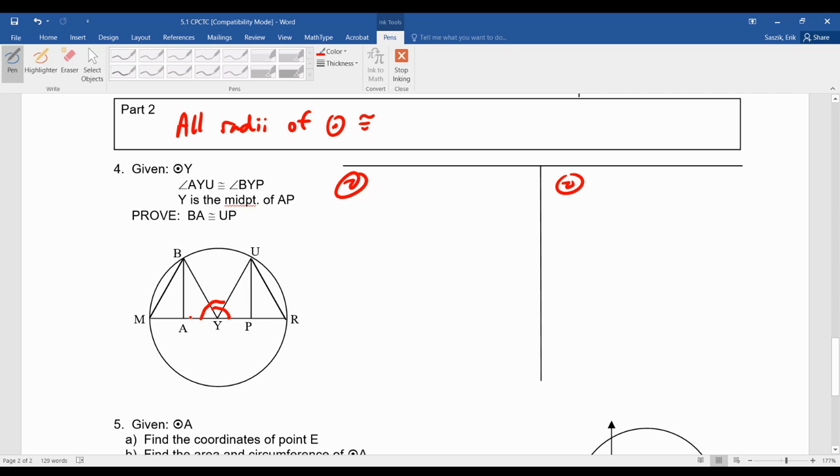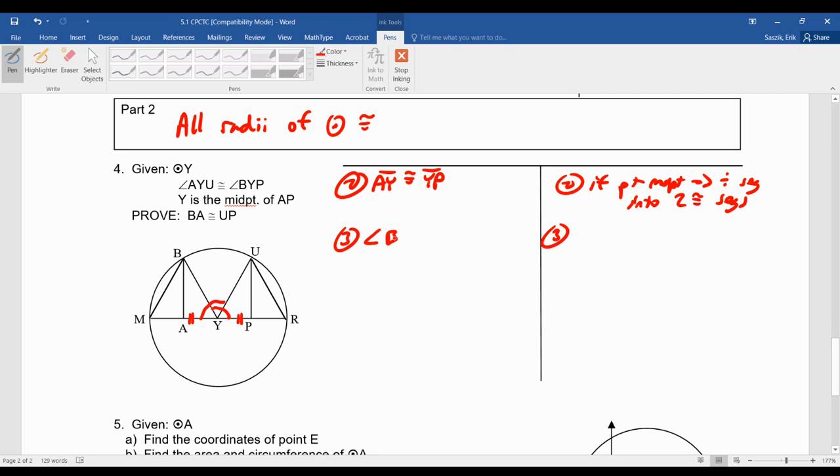Now, I'm also told that I have a midpoint. So I want to catch up to my tick marks. I don't want to forget that midpoint thing. So I'm going to say AY is congruent to YP. And this would be what? If point midpoint, then divide segment into two congruent segments. And then I'm going to do my subtract.